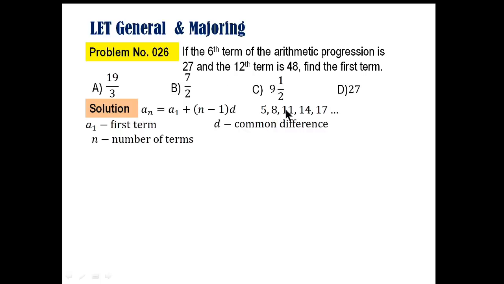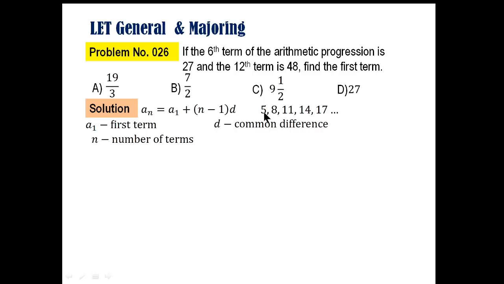8 plus 3, 11. 11 plus 3, 14. 14 plus 3, 17. 17 plus 3, 20. 20 plus 3, 23, 26, 29, and so on and so forth. So that's the common difference.